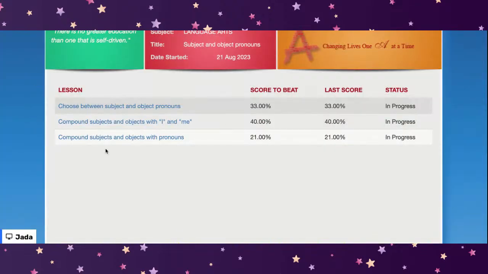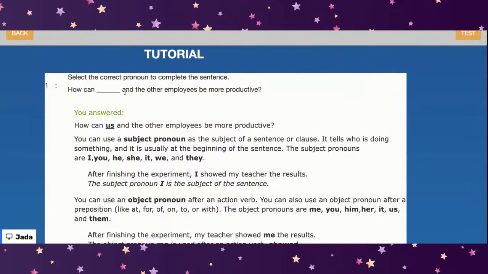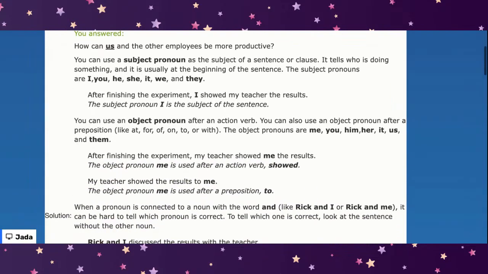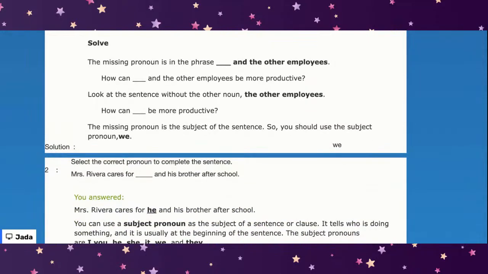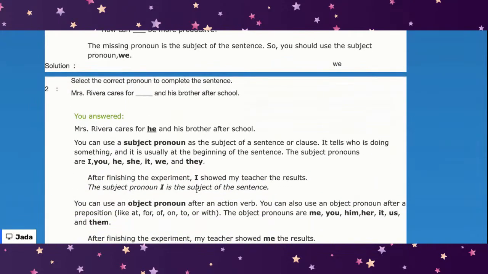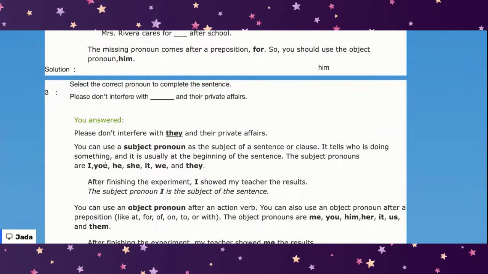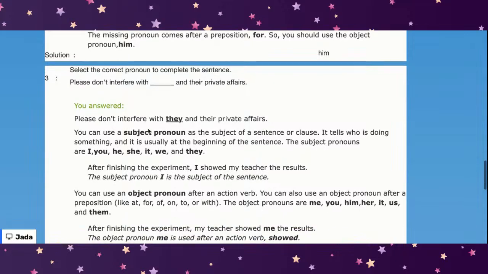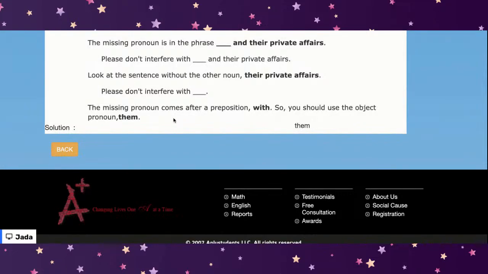So, Michael, you have two people helping you with your sentences. How can Dash and other employees be more productive? How can I, or how can me and other employees? Okay, so how can we? You use the subject we because you're talking about more than one. Please don't interfere with Dash and their private affairs. So, don't interfere with them and their private affairs.